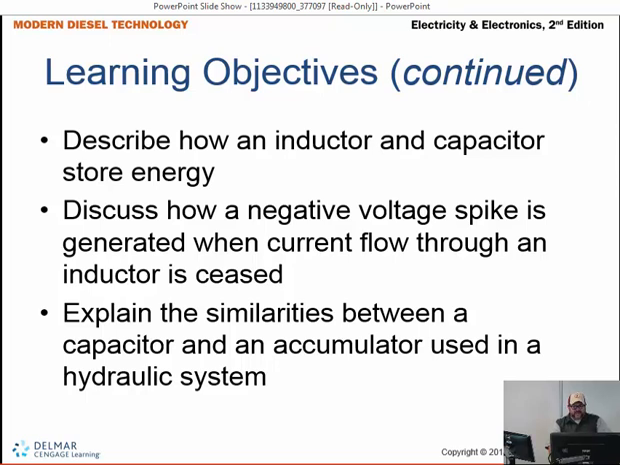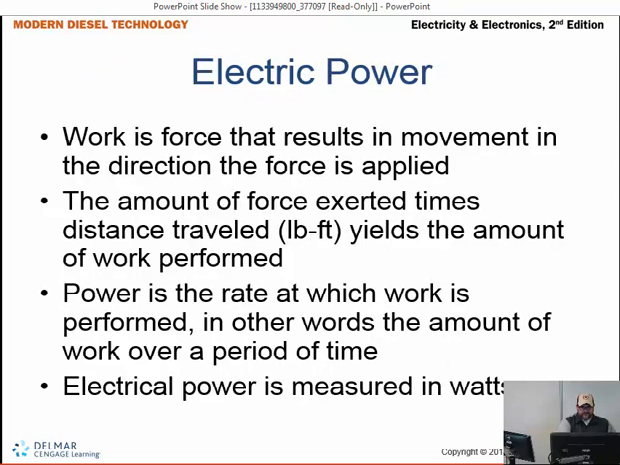We're going to describe how an inductor or capacitor stores energy, discuss how a negative voltage spike is generated when current flow through an inductor is ceased, and explain the similarities between a capacitor and an accumulator when used in the hydraulic system.